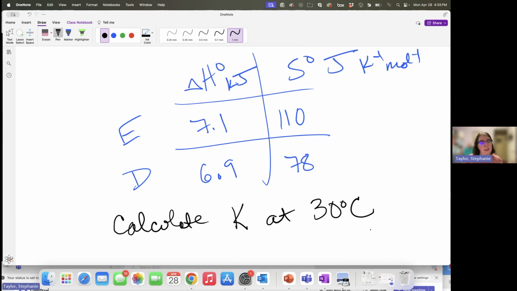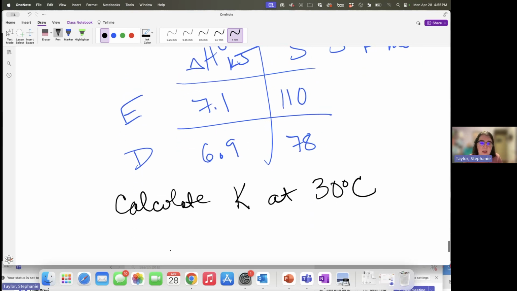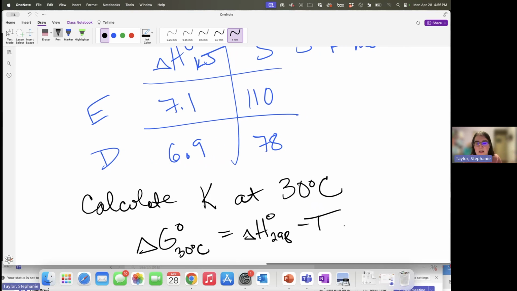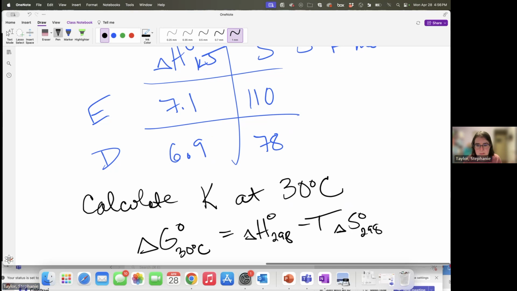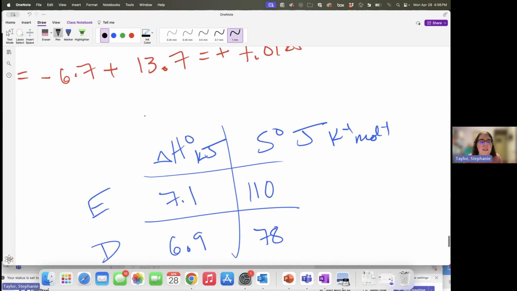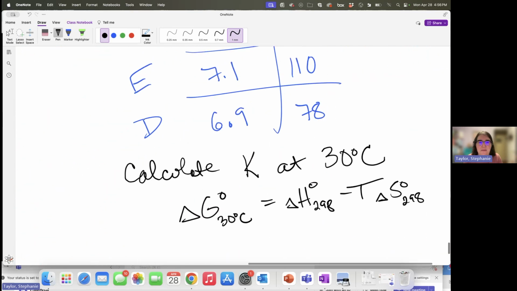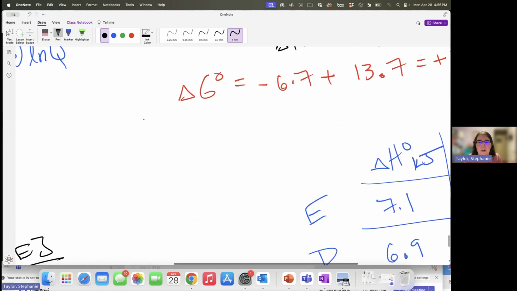At first glance, it looks like it doesn't match, but essentially what we need to do is calculate delta G at 30 degrees Celsius using my standard enthalpy value minus T delta S. And then once we have delta G, we're going to plug it in and solve for K. We are still going to assume that this is 2D going to E.